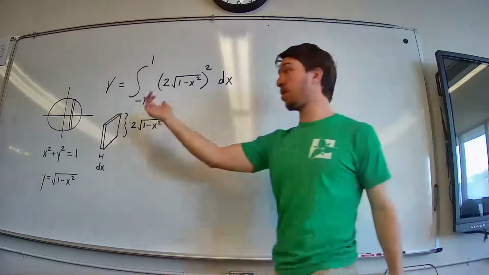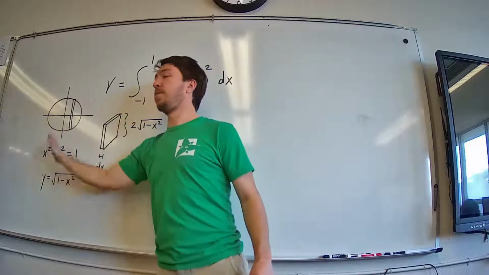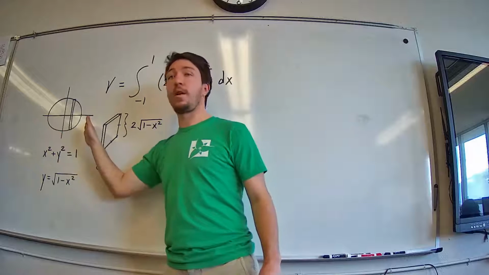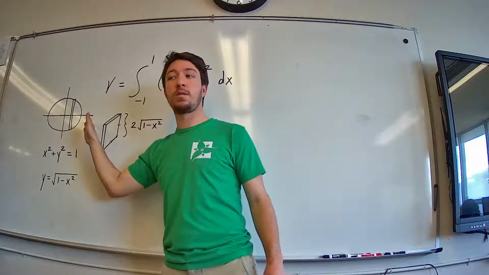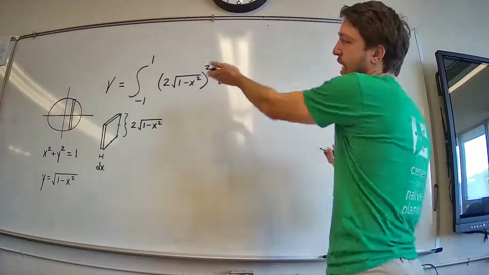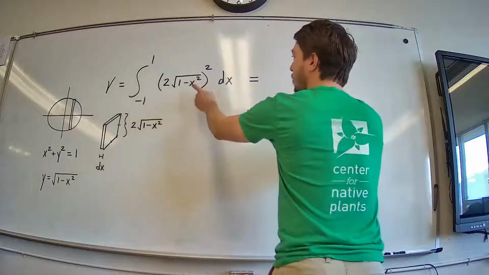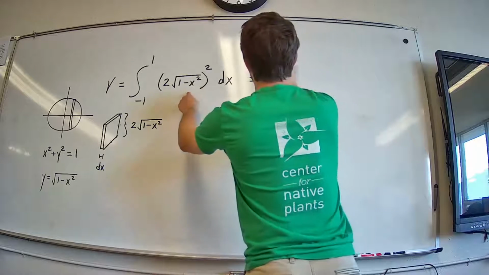What you could do in this one though, is we certainly know that the whole shape is symmetrical over the y-axis, so you could go from 0 to 1 and double it. Okay, that's fine. You understand that? So I think I'm going to just keep it like that for now, because it's good to mix things up, right? So what happens when we square this expression?